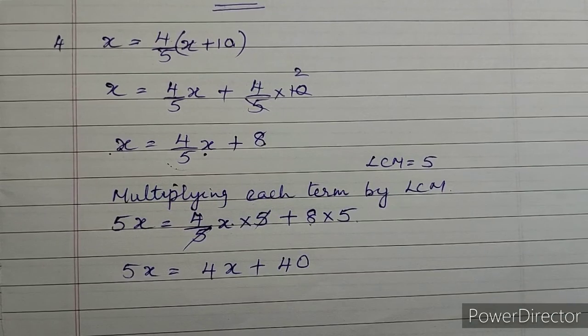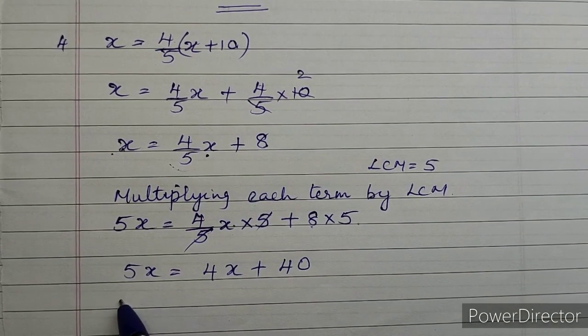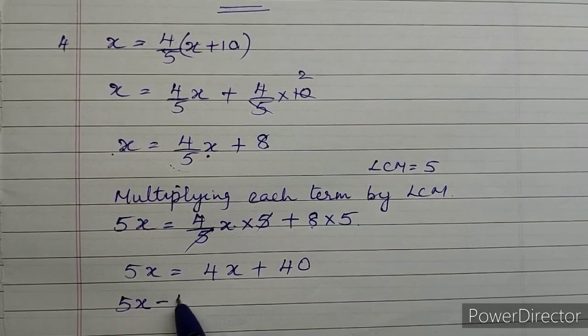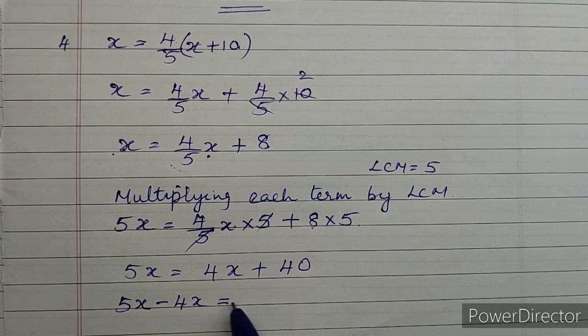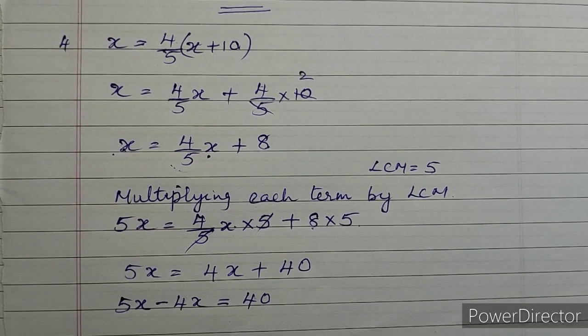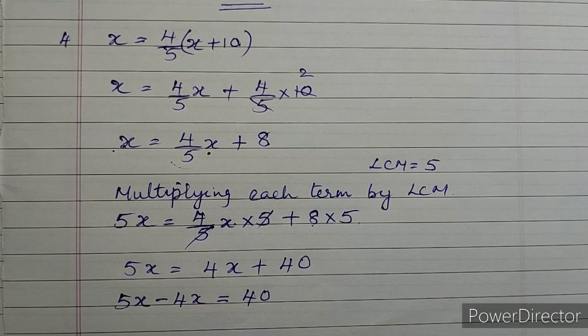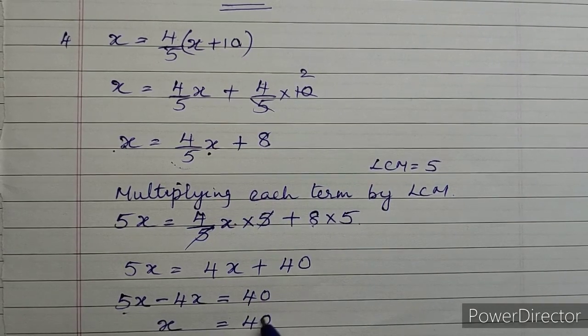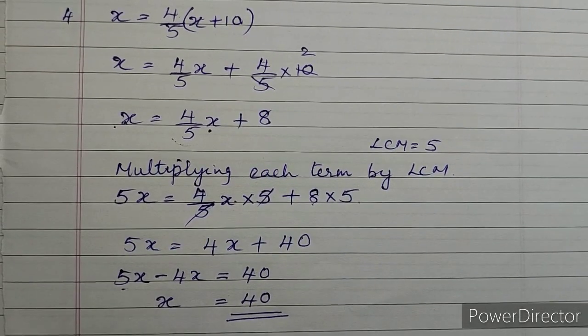Now you have to bring all the x variables together to one side, that is the LHS side. That is 5x minus 4x equals 40. 40 has no change, we are not bringing it to the other side. So 40 sign no change. 5x minus 4x is x equals 40. So x equals 40 is the solution of the given linear equation.